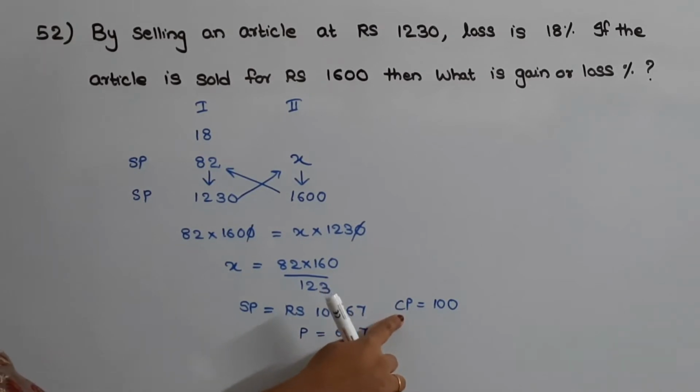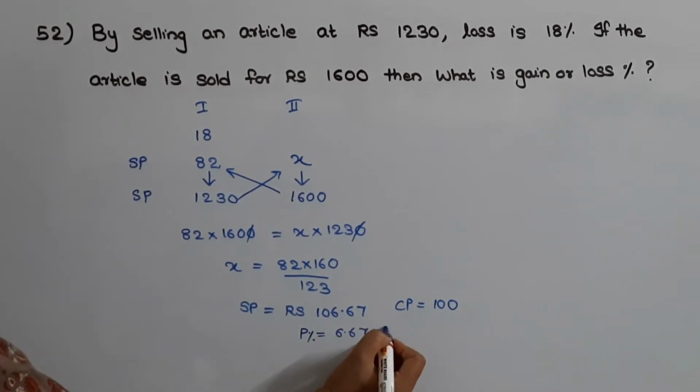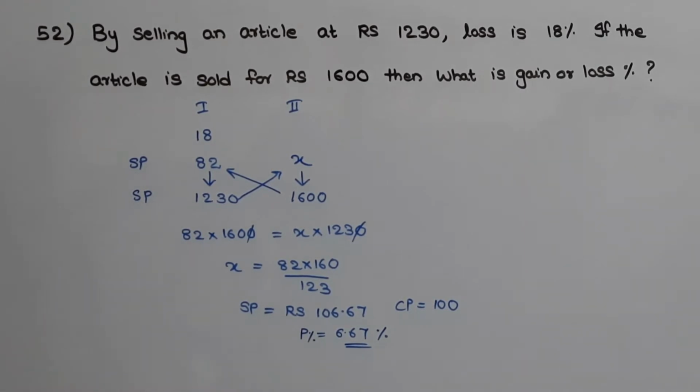So when cost price is 100, profit will be equal to profit percentage. So the percentage of profit will be equal to 6.67%. So this is the answer.